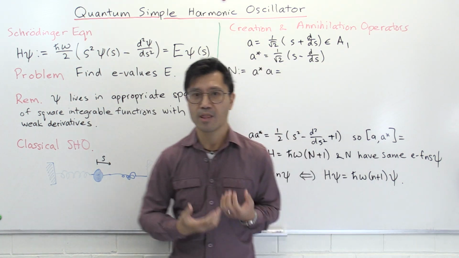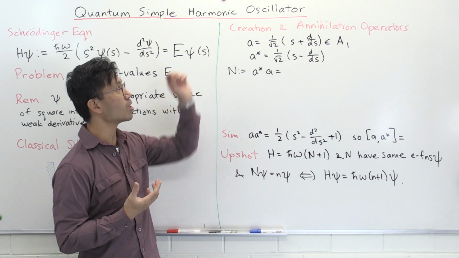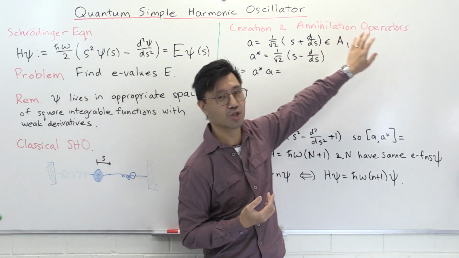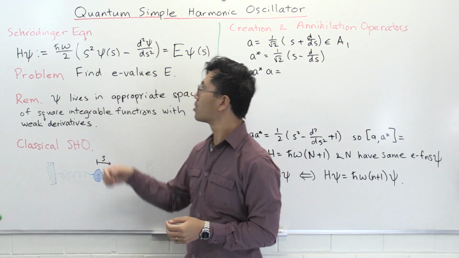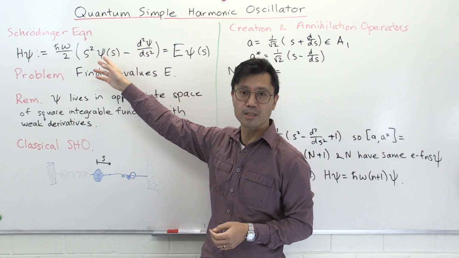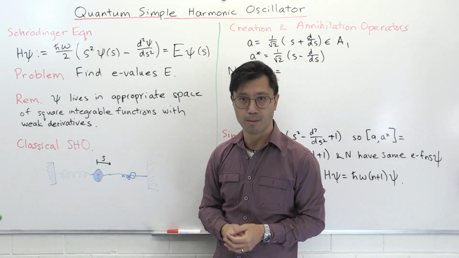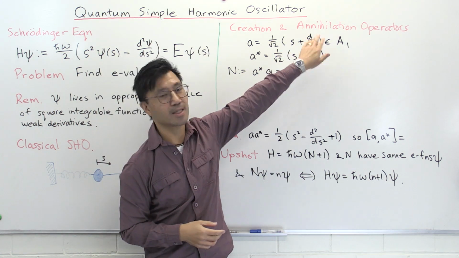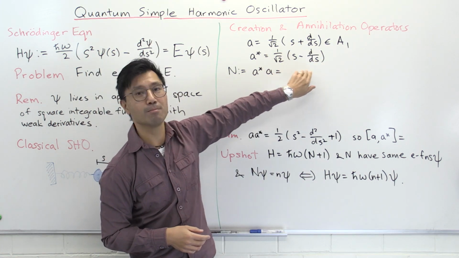And that suggests the key notion that we're going to introduce here. In physics, they're called the creation and the annihilation operators. If you have s squared minus something squared, it's the product of the difference and the sum. So we're going to look at the sum, s plus d/ds, and the difference, s minus d/ds.